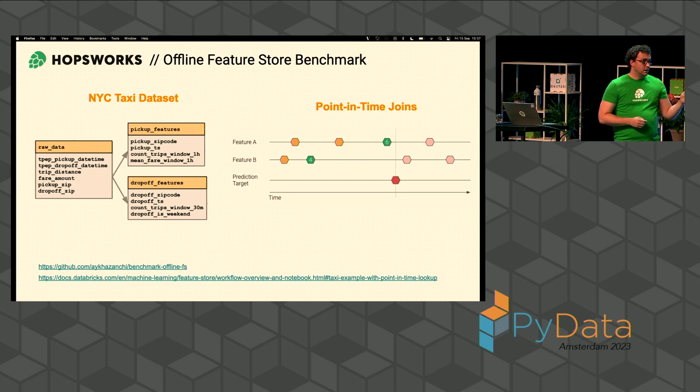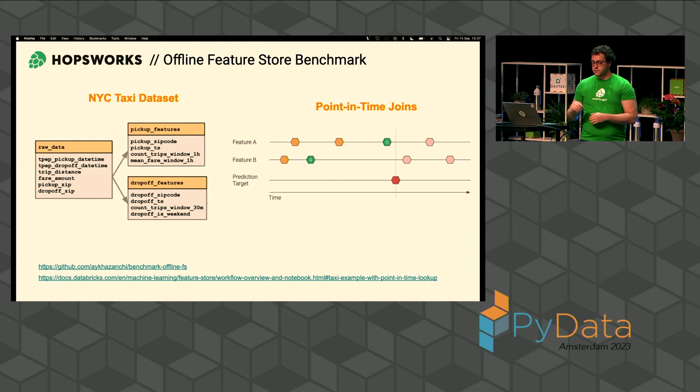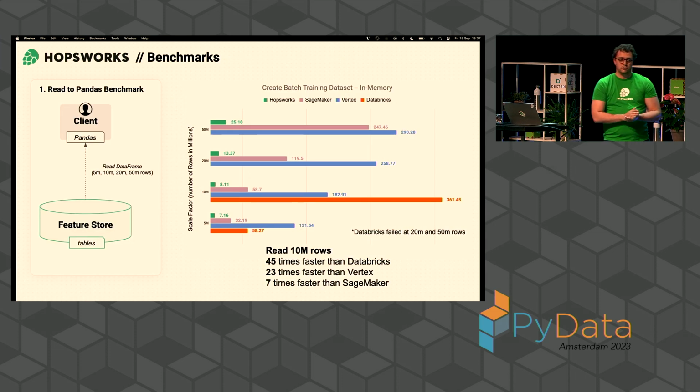We want to join the label with, let's say, feature A and B, but as there are multiple updates, because data is coming in continuously, we want to make sure we pick the values of those features that were valid at the moment the prediction target was there, right? So this creates a little bit of a complex join. If you're expressing it in Spark, if you're expressing it in DuckDB, there is a nice operator to abstract away that complexity. But essentially, we run two different benchmarks, right?